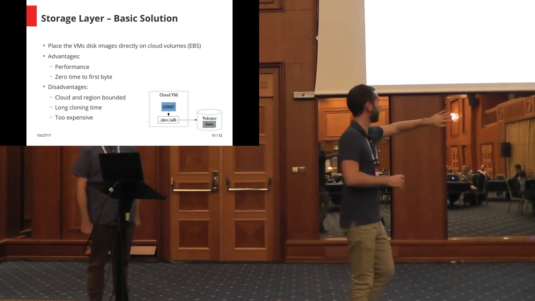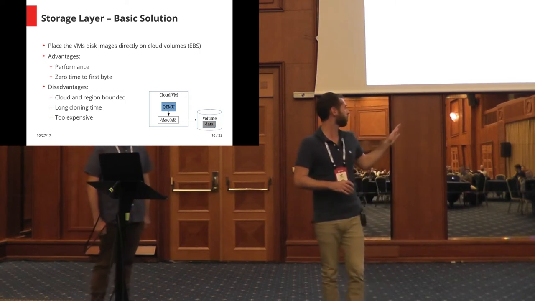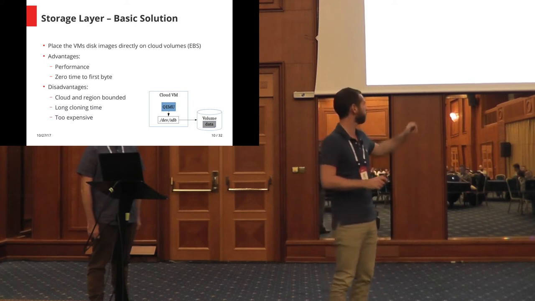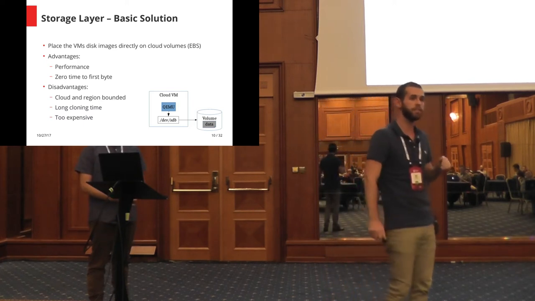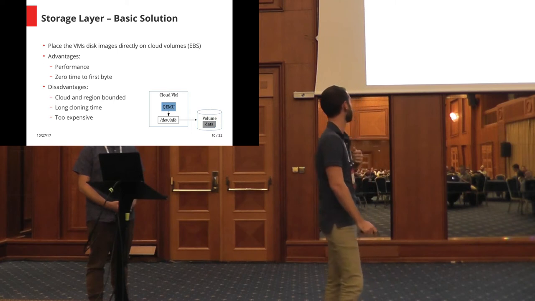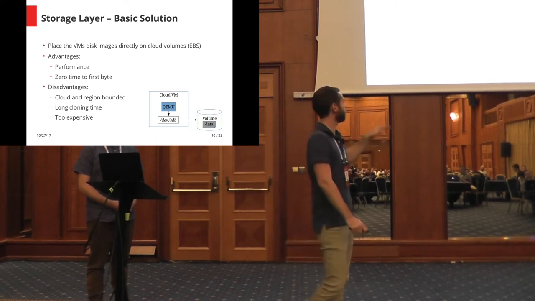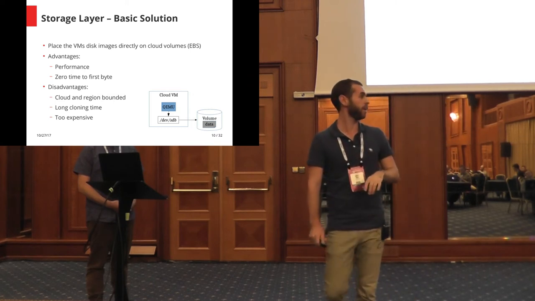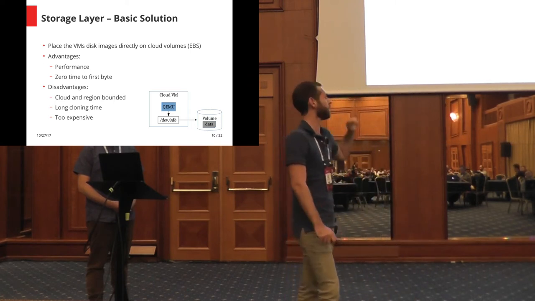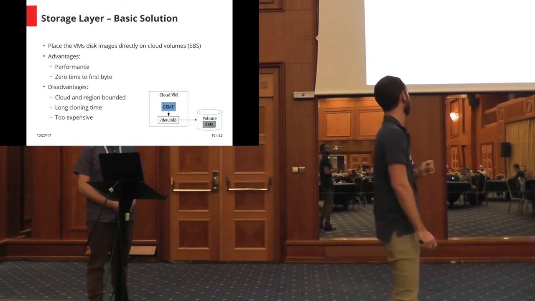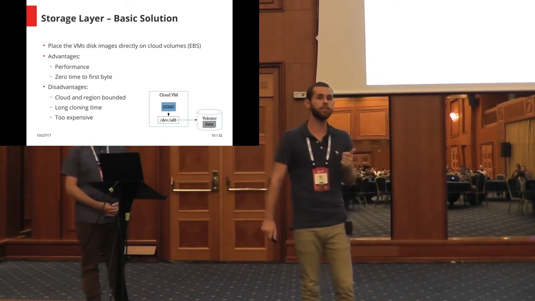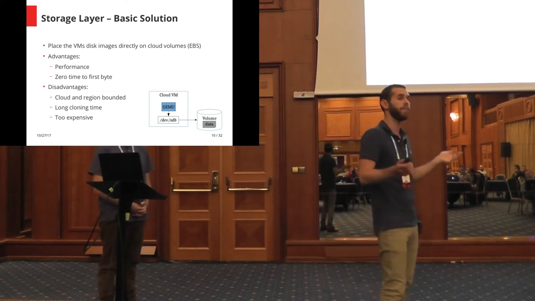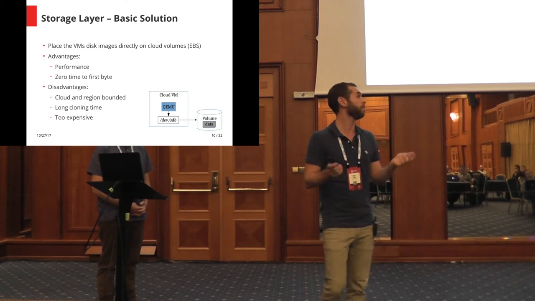Once the VM starts, we attach the volume with the data to the instance, and we expose to QEMU the volume's exposed device as its disk backing in order to run the VM. And the writes to the volume would be done locally on the volume. Once we're done, we can detach the volume and keep it for later use. So the advantage of this solution is obviously the performance. The data is available, it is right there, and we have zero time to first byte. The VM can start the boot immediately.